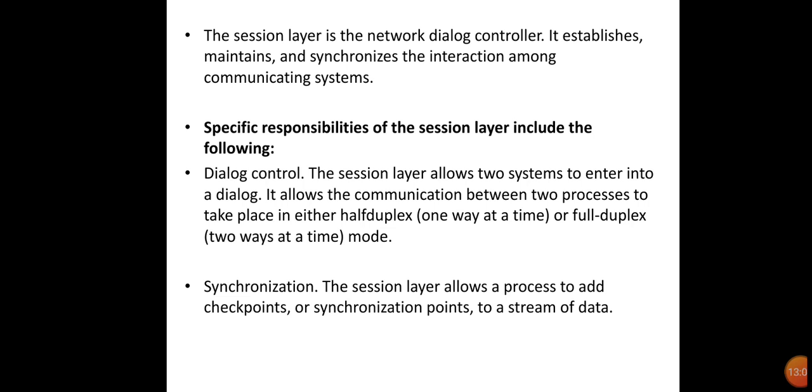First, dialog control. The session layer allows two systems to enter into a dialog. It allows the communication between two processes to take place in either half duplex or full duplex mode. Half duplex is one way at a time. Full duplex is two ways at a time. Second one is synchronization. The session layer allows a process to add checkpoints or synchronization points to a stream of data.